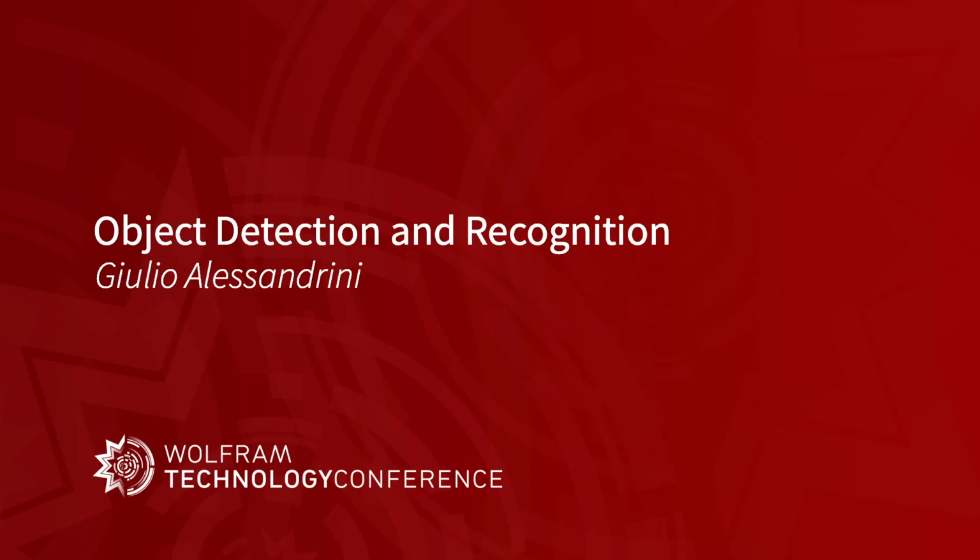So, hi, I'm Giulio Alessandrini. I work for the image processing team, part of the bigger sound and vision team at Wolfram. And I deal mainly with image color processing, both classical and machine learning, neural network based. And this talk is about the latter, of course.